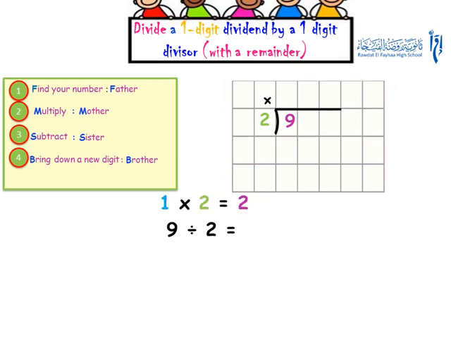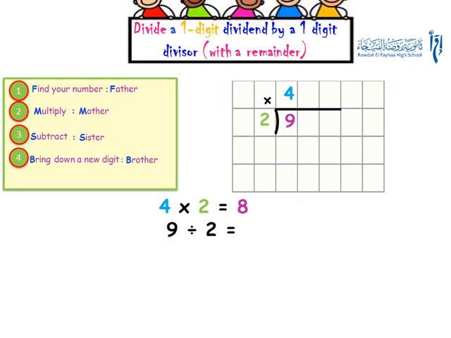0 times 2 is 0, 0 is less than 9, 2 is less, 4 is less, 6 is less, 8 is less, 10 is more than 9. We cannot take it, we cross it and we take the product that is just before. 4 times 2 equals 8. We take the factor, which is 4, and write it just above the 9. That's it, this is the first step.